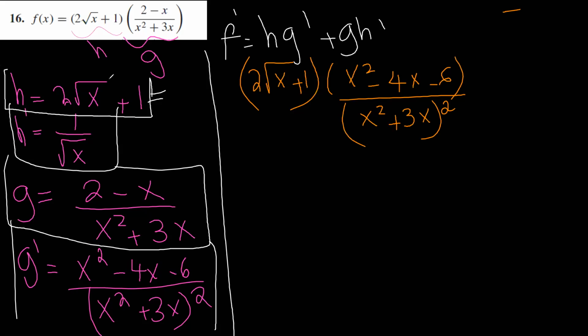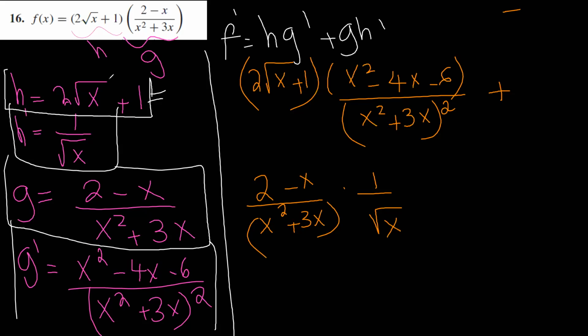Now plus g, where is g? Just 2 minus x over x squared plus 3x, times, where is h prime? It is 1 over square root of x, which is this one. So this is now the derivative of this function. Is it clear? Yes, teacher. Do you have any questions? Nothing.